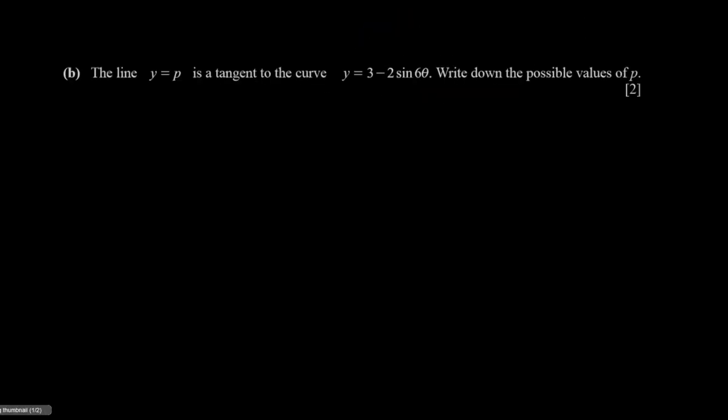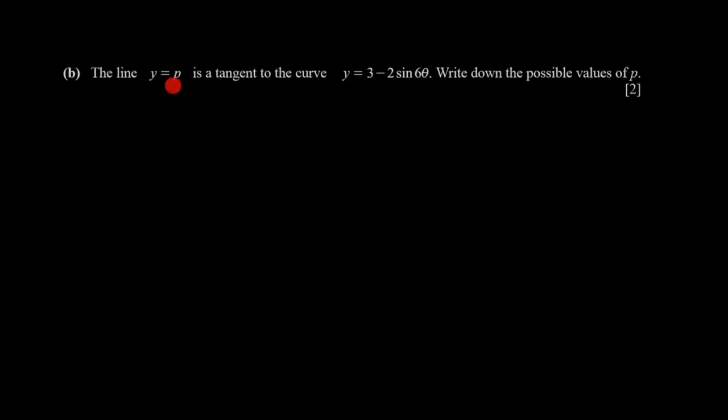All right, part B. This one looks a bit more tricky. Okay, but in many ways, it's actually not as demanding as you think. The line y equals p is a tangent to the curve, and so on. Write down the possible values of p. Now, what's going to happen here is people see the word tangent and they think, oh, I've got to differentiate this thing and it's going to be really horrible. But there are only 2 marks here, so it can't be that difficult.